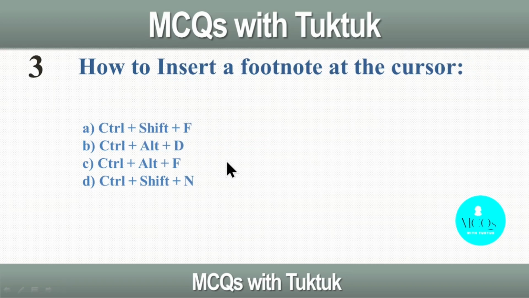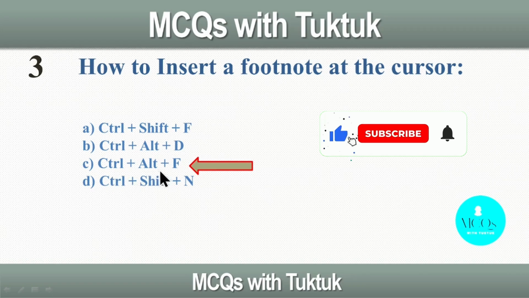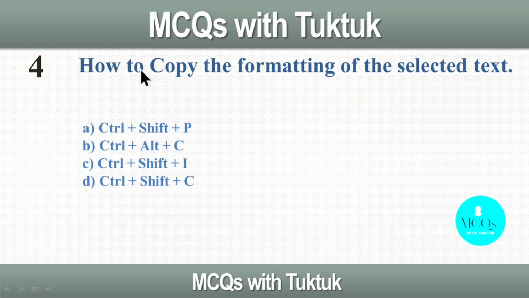Our next question: how to insert footnote at the cursor? That is Ctrl plus Alt plus F. Our next question: how to copy formatting of the selected text? That is how to use format painter using shortcut keys. The right answer is Ctrl plus Shift plus C.